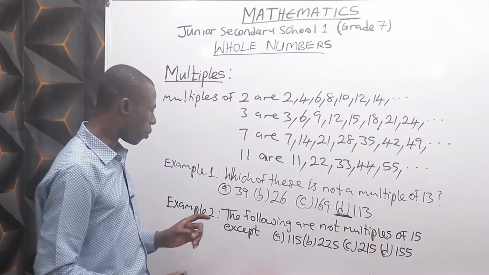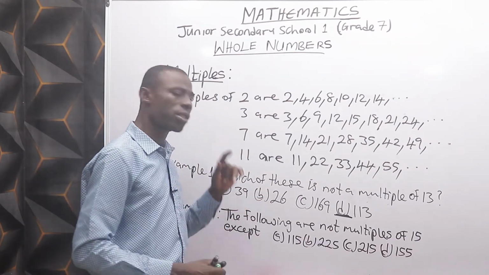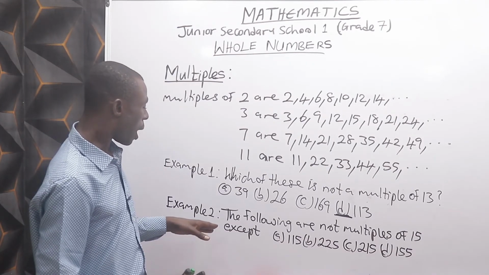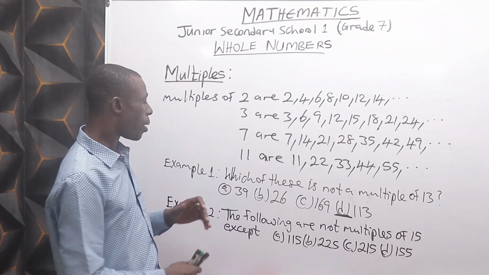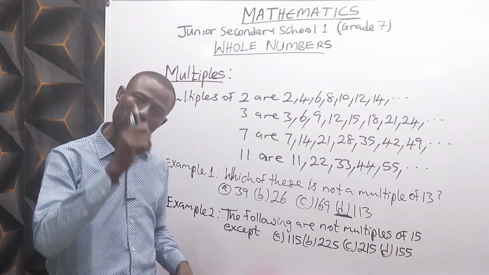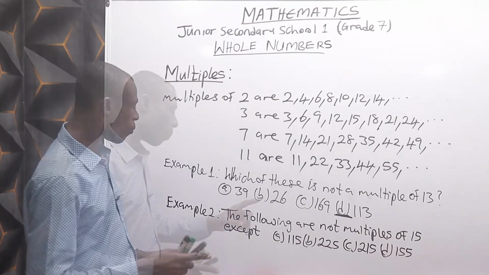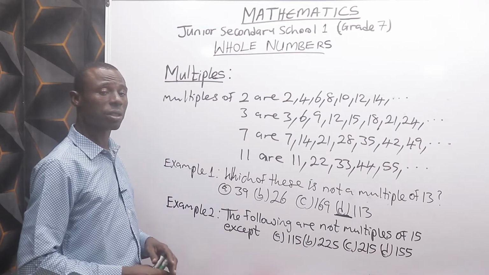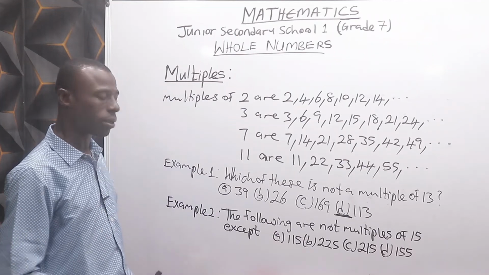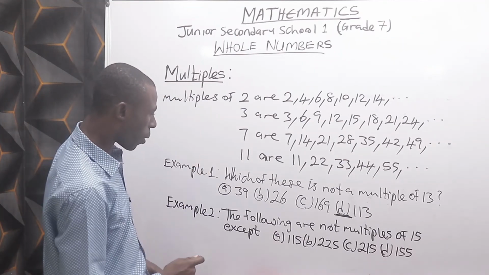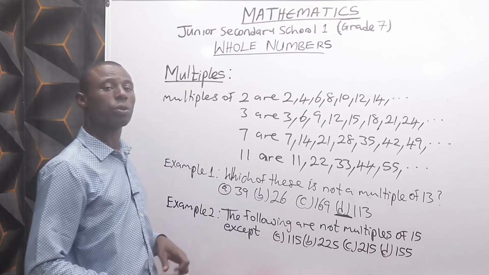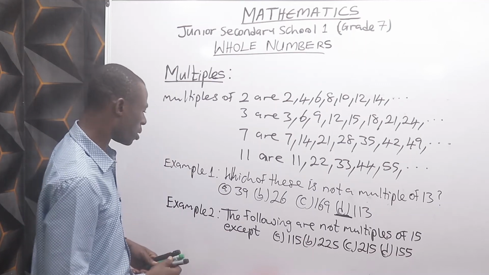Example 2. The following are not multiples of 15 except. What's the interpretation of this question? The meaning is, out of these 4 options, 3 are not multiples of 15, but there is a particular one that is a multiple of 15. That is the interpretation of the question. The following are not multiples of 15 except a particular one. So which one is the particular one that is a multiple of 15? The rest of them are not multiples of 15.